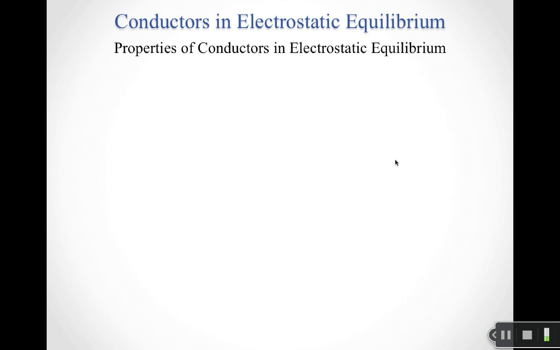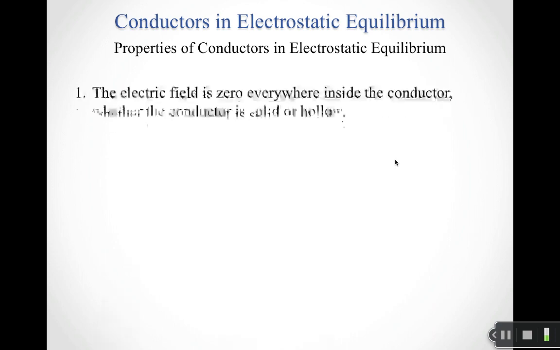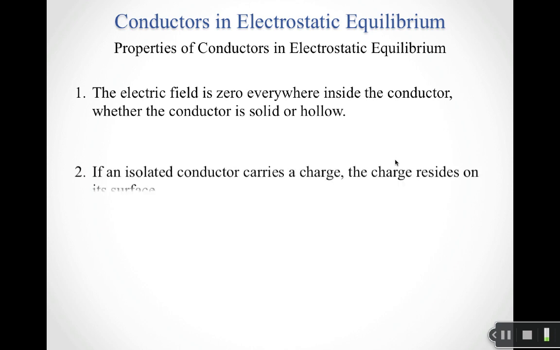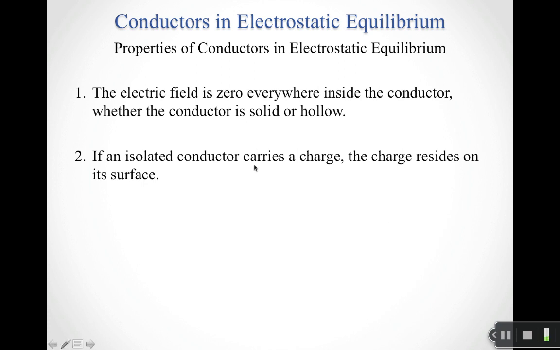So there are several properties that describe conductors in electrostatic equilibrium. We talked about equilibrium in terms of all the forces and torques canceling out. We've talked about equilibrium in terms of thermal equilibrium, where things are at the same temperature. Here we're talking about electrostatic equilibrium, and what defines it is that the electric field is zero everywhere inside the conductor. Again, this doesn't matter whether the conductor is solid or hollow, whether it's positively charged, negatively charged, or neutral. This is true always for a conductor in electrostatic equilibrium.